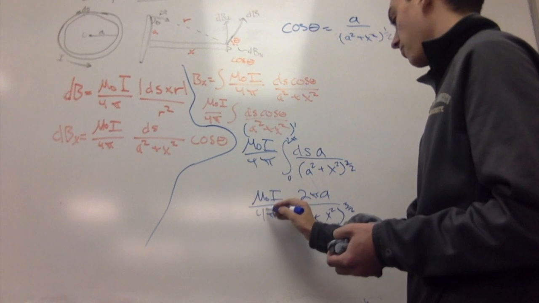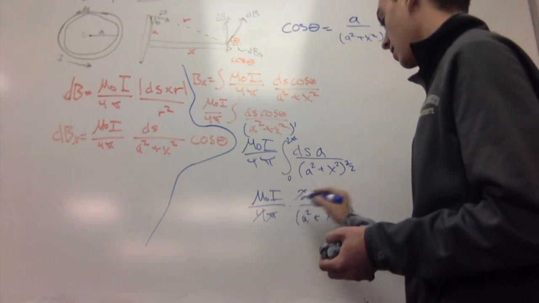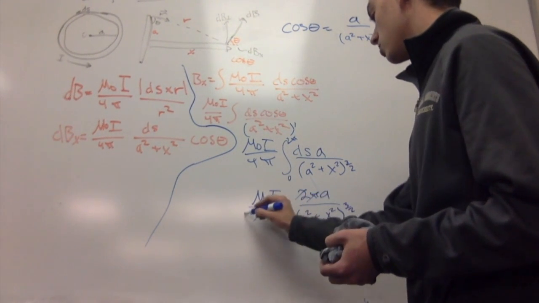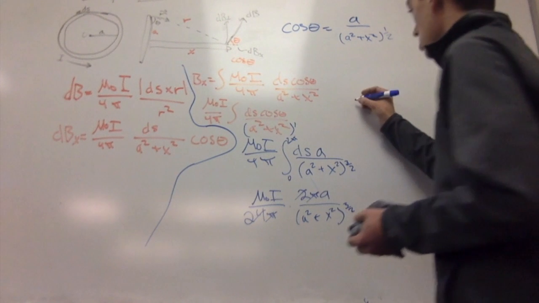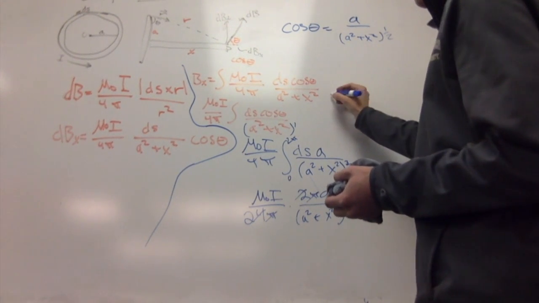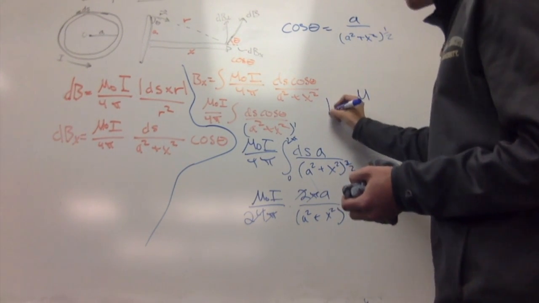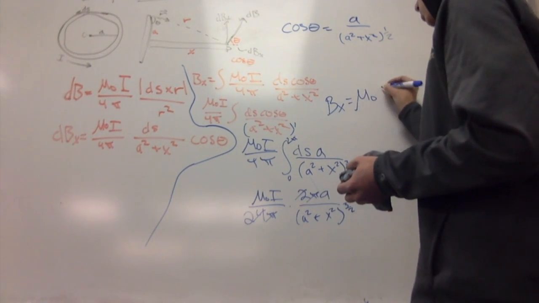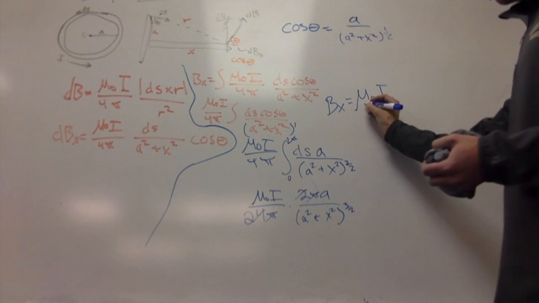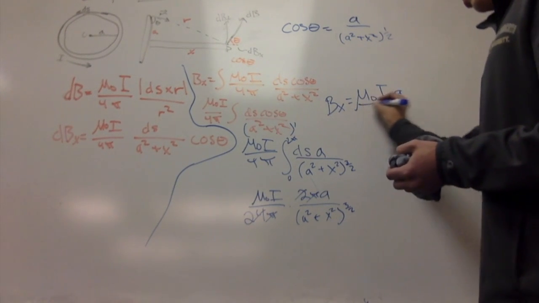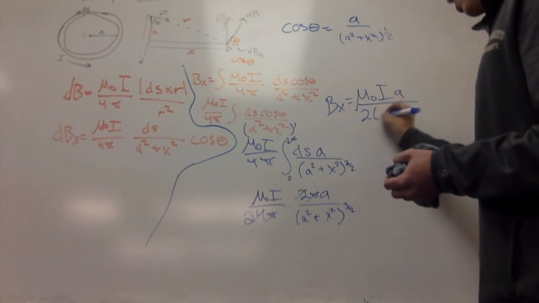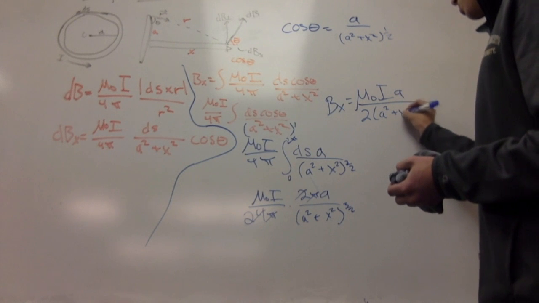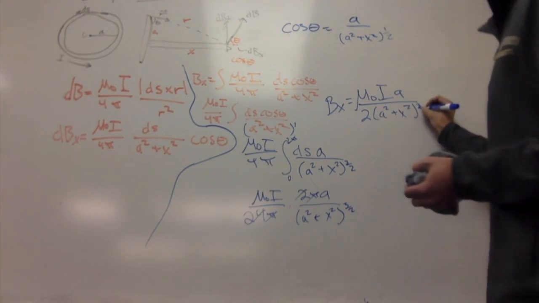And let's do some simplification here. This cancels out, this cancels out, so that becomes a 2. So our answer for Bx is equal to mu 0 I a over 2 times a squared plus x squared to the 3/2.